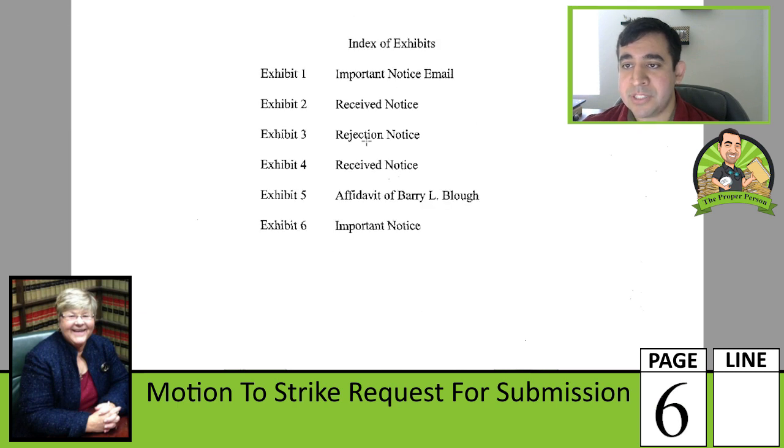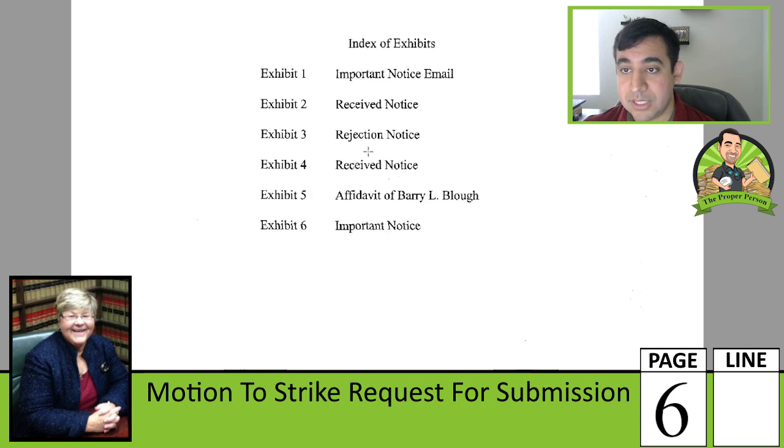The index of exhibits, I've mentioned before, this is required. If you do not include this, your document will be rejected for sure. So check with your jurisdiction. Anytime you're about to go file a document with exhibits, make sure you include this if it's required, because if not, you will be sent away.